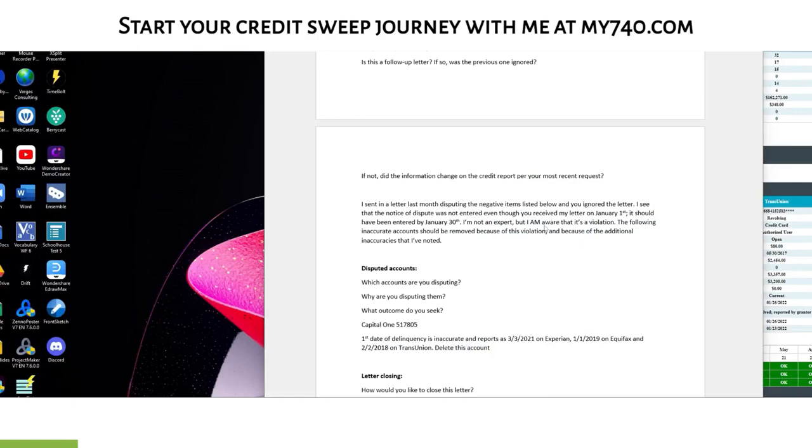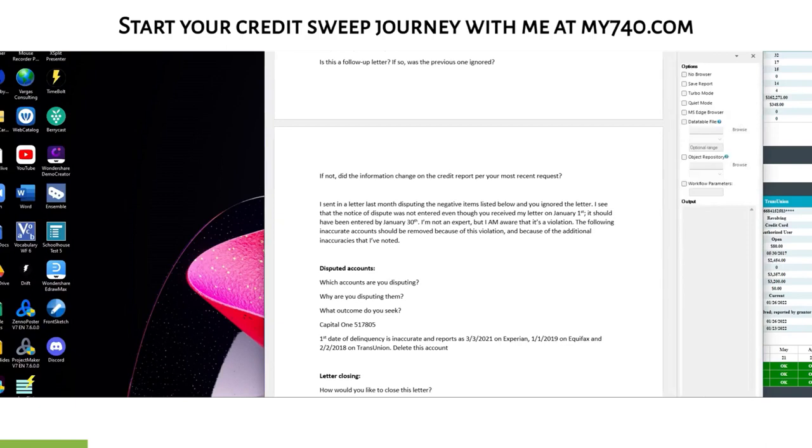So this would be your first paragraph. I sent in a letter last month disputing the negative items listed below, and you ignored the letter. I see that the notice of dispute was not entered, even though you received my letter on January 1st. It should have been entered by January 30th. I'm not an expert, but I am aware that it's a violation. The following inaccurate accounts should be removed because of this violation and because of the additional inaccuracies that I've noted.